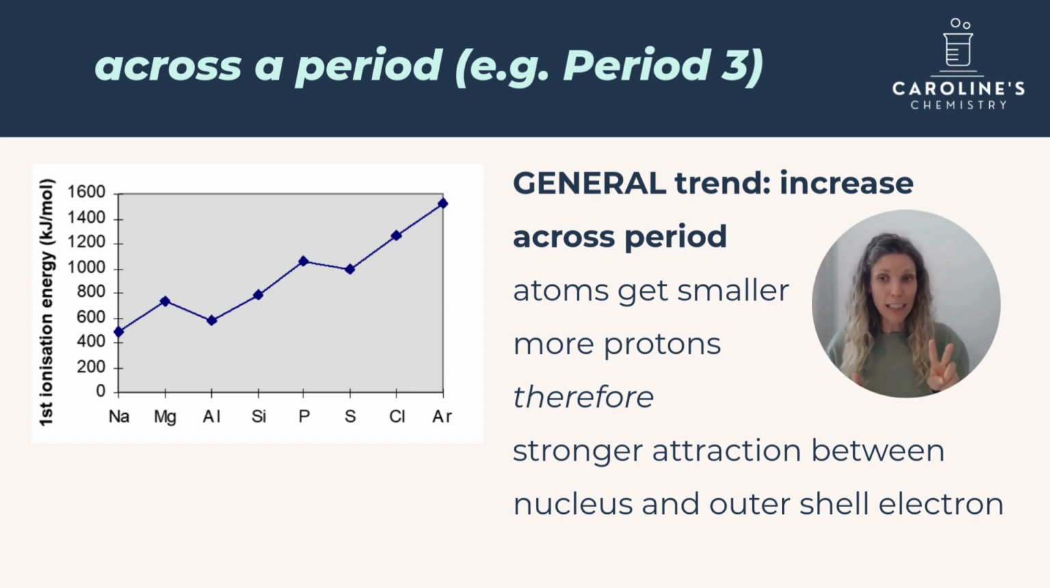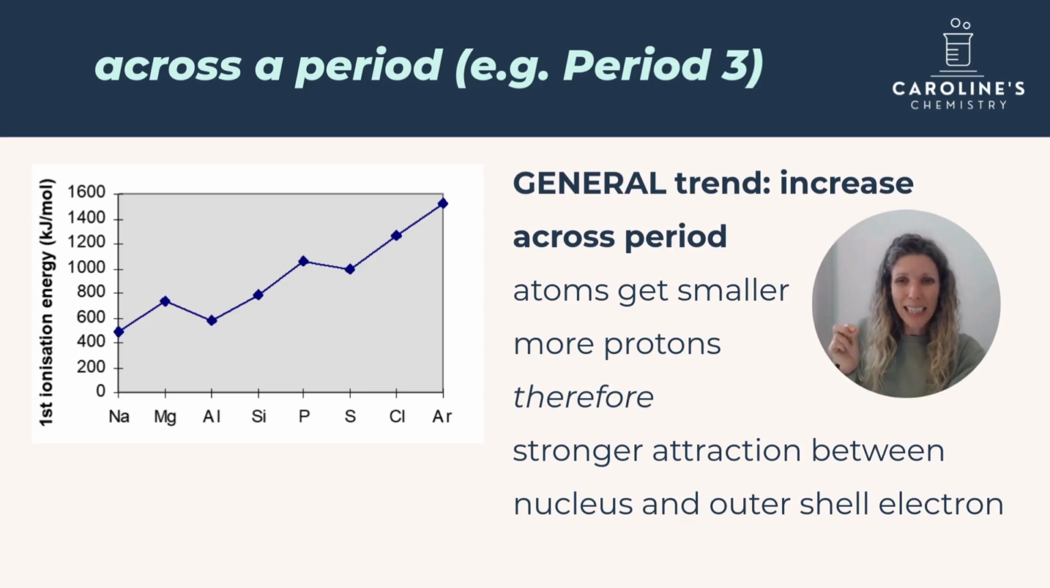The second factor is that we have more protons. So as you go across that period, each element has one more proton. And therefore, overall, that means we have a stronger attraction between the nucleus and the outer shell electron to be removed. Your third factor, shielding, that doesn't change across a period because all of these additional electrons are all in the same shell in a period. So the atoms are getting smaller, we have more protons, but the same shielding. And that's therefore why you need more energy to remove that outer shell electron.